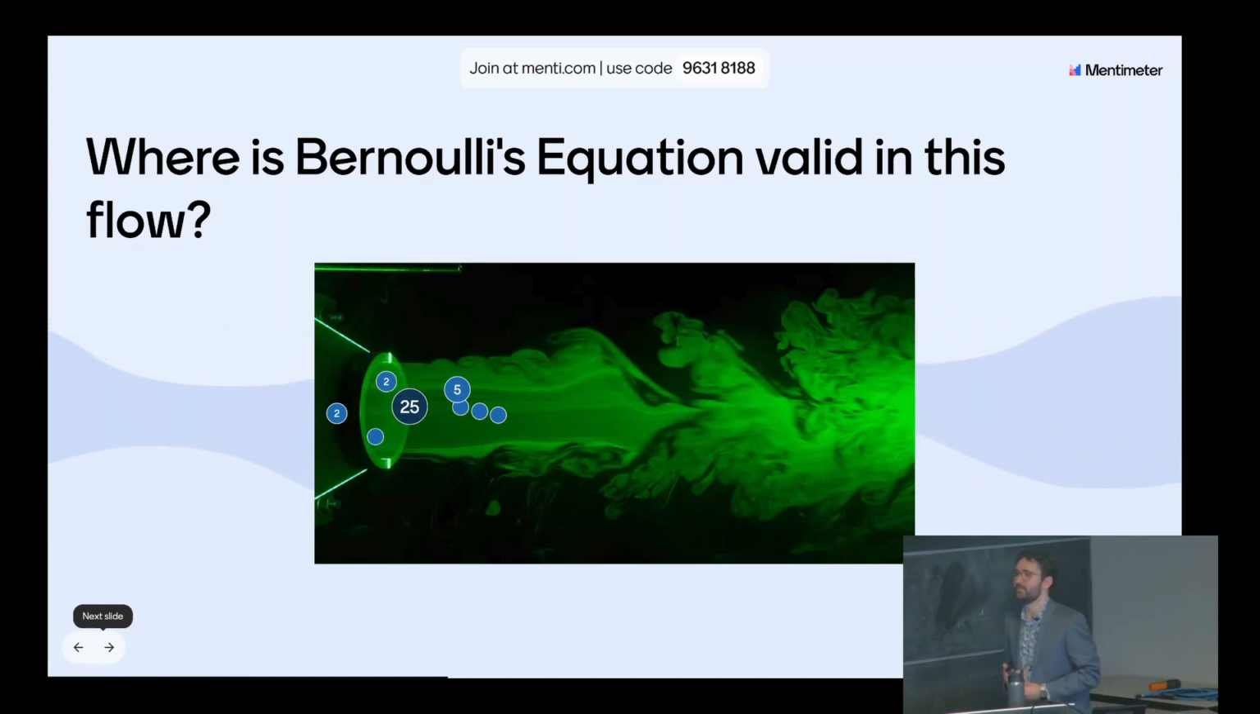So again, what I mentioned about mixing: you'll notice we have streamlines. There are still streamlines over here, by the way. It's not that it's only applicable along streamlines. There are still streamlines here, but it's that mixing, that viscous effect, that unsteady effect as well, that makes it not applicable over there, assuming this flow doesn't have heat transfer.